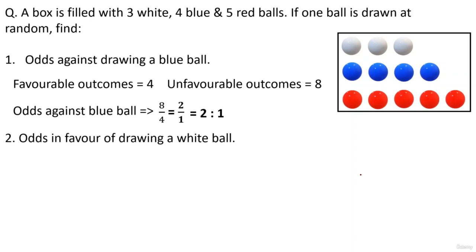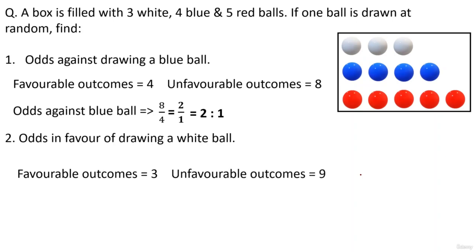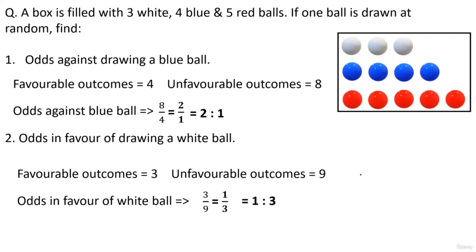Next question is basically odds in favor of drawing a white ball. Again, the number of favorable outcomes of drawing a white ball, there are 3. And the number of outcomes which are not in favor, or unfavorable outcomes, of drawing a white ball, they are 5 red and 4 blue, which is 9, right? Unfavorable outcomes are 9. So what are the odds in favor of getting a white ball? Favorable outcomes 3 divided by unfavorable outcomes 9. 3 by 9 is 1 by 3. Okay, or 1:3 in this case.